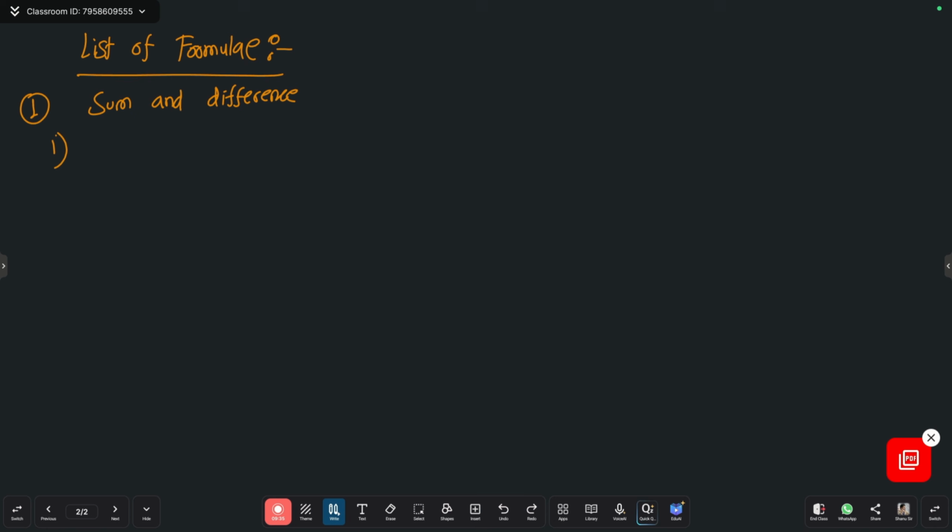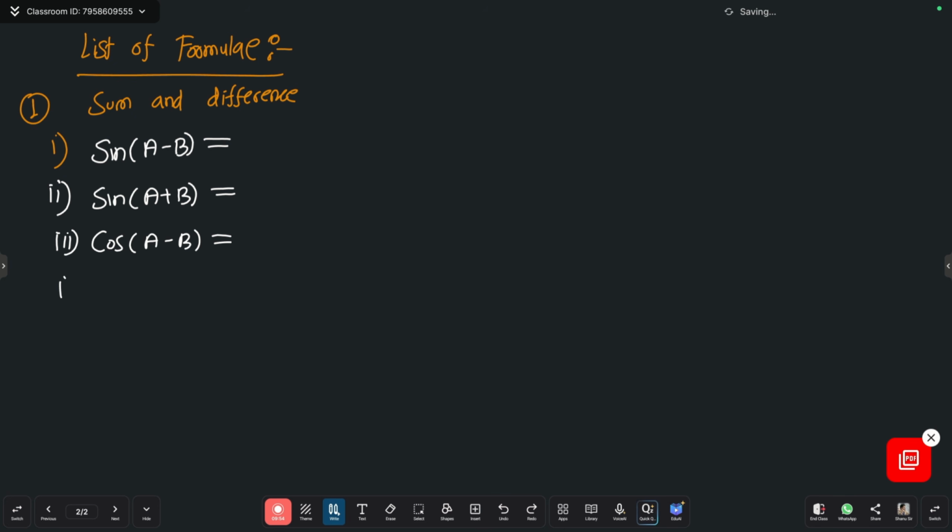Sum and difference, you would be knowing this type also. Sin A minus B. And one is sin A plus B. And one is cos of A minus B. And one is cos of A plus B. Do you know all this?